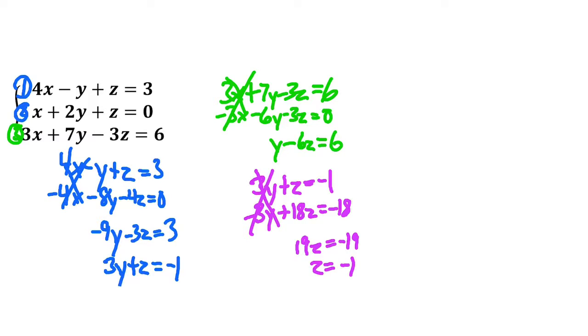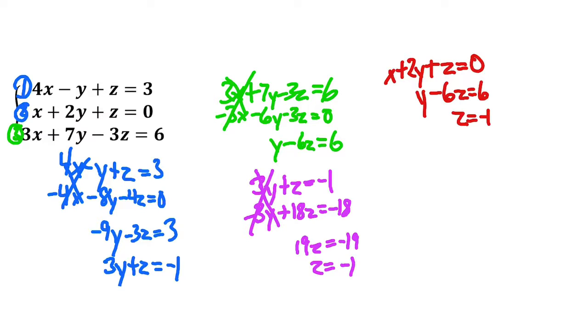Now I can begin writing out my system of equations. I'm going to start by writing equation 2 because it started with a leading coefficient of 1: x plus 2y plus z equals 0. Then I'm going to write the green y equation because it starts with a leading coefficient of 1: y minus 6z equals 6. And then I'm going to write z equals negative 1. At which point I would just plug these into the equations.